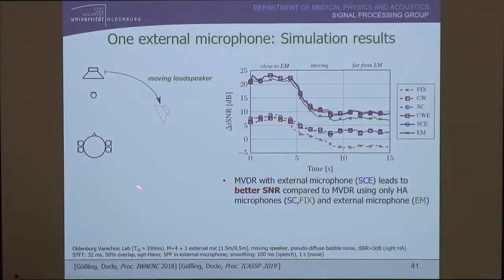Then let's look at what happens if we only filter these local microphones, where the typical scheme in hearing aids is that it's just fixed and it just steers towards the front.